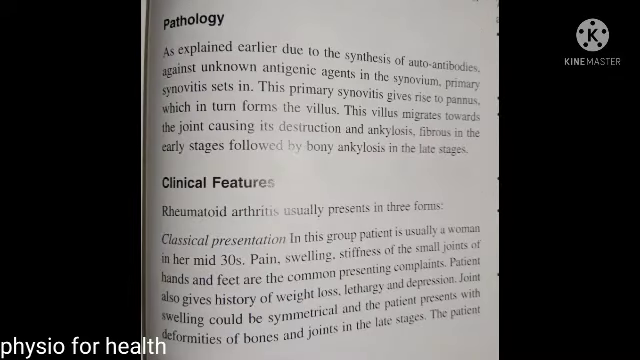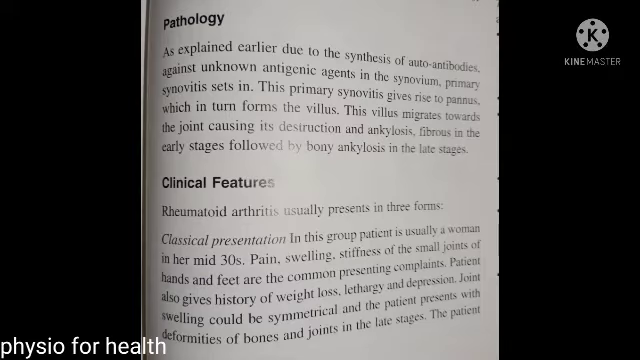Pathology, as explained earlier, is due to the synthesis of autoantibodies. Against unknown antigenic agents in the synovium, primary synovitis sets in. This primary synovitis gives rise to pannus, which in turn forms the villus. This villus migrates towards the joint, causing its destruction and ankylosis, fibrous in the early stages followed by bony ankylosis in the late stages.